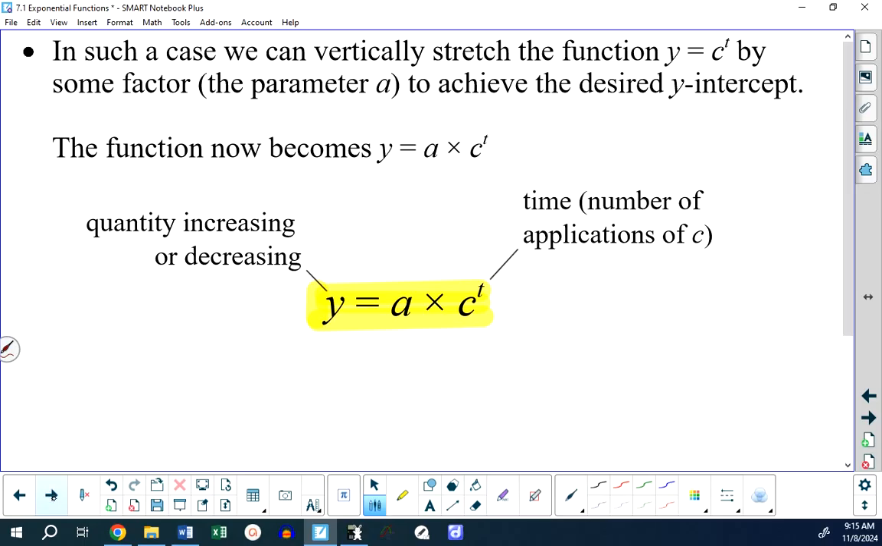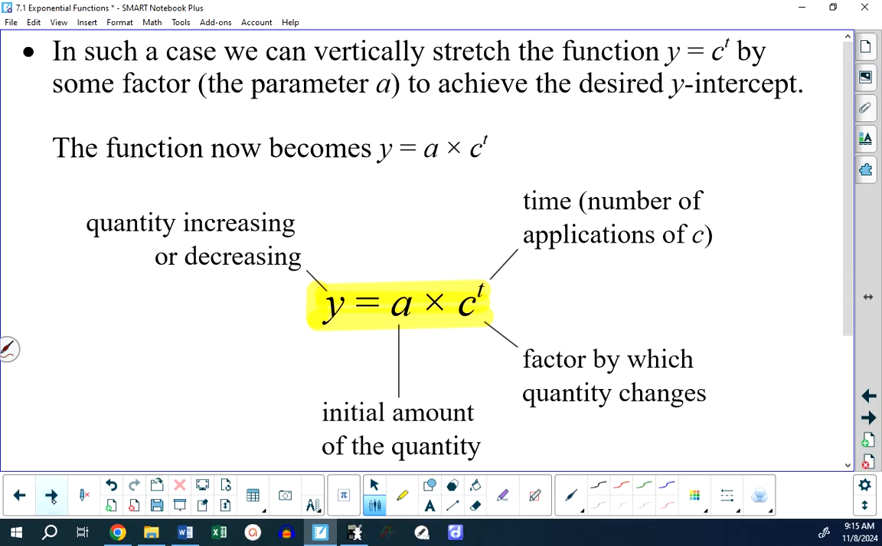T is the time it takes. It's the number of applications of whatever C is. So if C is doubling, it's the number of times things get doubled. I want you to make a note that Y and T are variables, but the other two things are parameters. When you look at the graph, it has Y as a variable and T as a variable. A is always the initial amount of the quantity, and C is the factor of change. Do you understand what I mean by the factor by which things change?